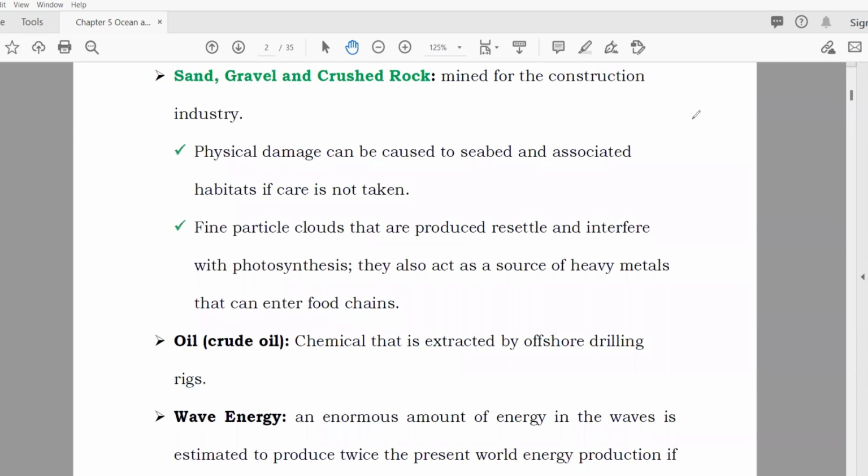Okay. After that, sand and gravel and crushed rocks. Gravel is what you get when you are breaking down stone into small pieces, and sometimes it is used on the road. They throw the small pieces of stone on the road, and then they put coal tar or bitumen to make the road. So that is gravel. Gravel means fine pieces of rock. Then you have sand and crushed rock also, mined for the construction industry.